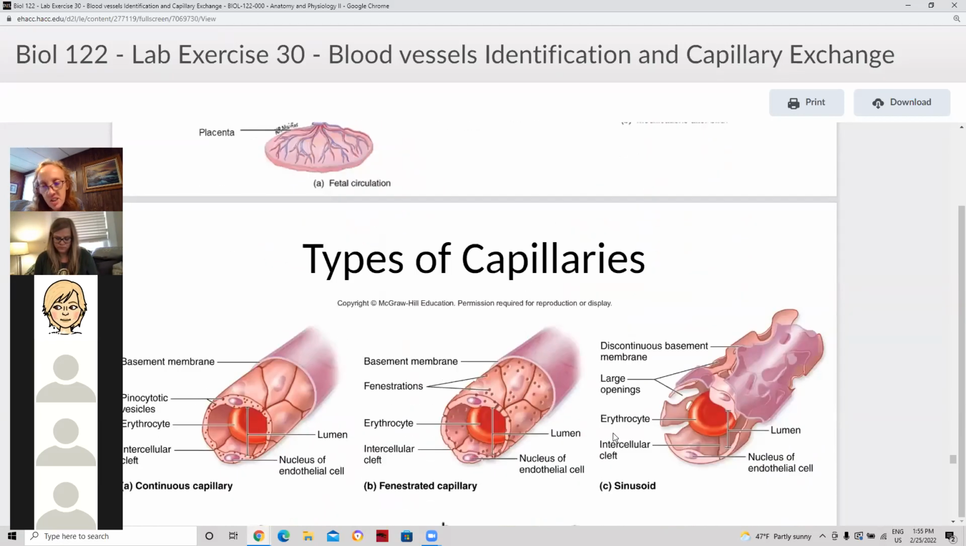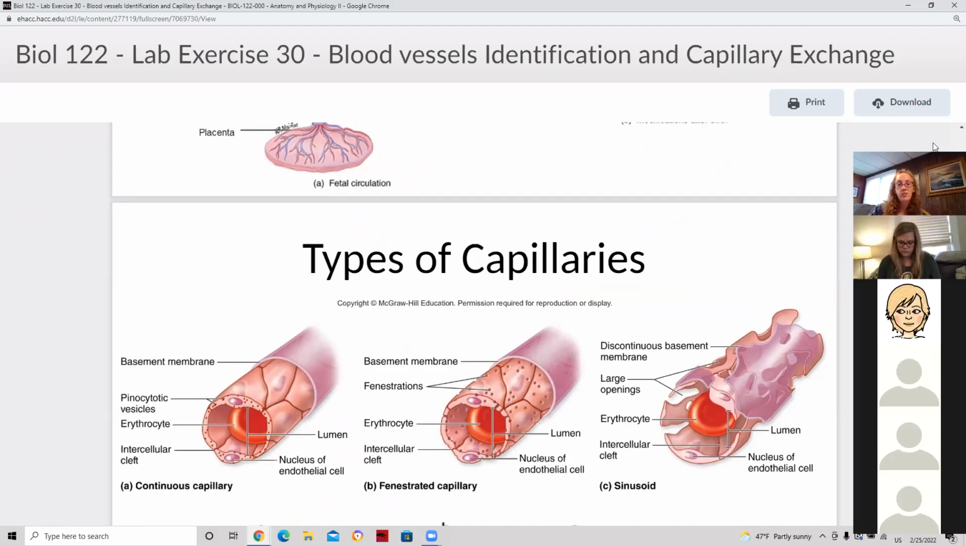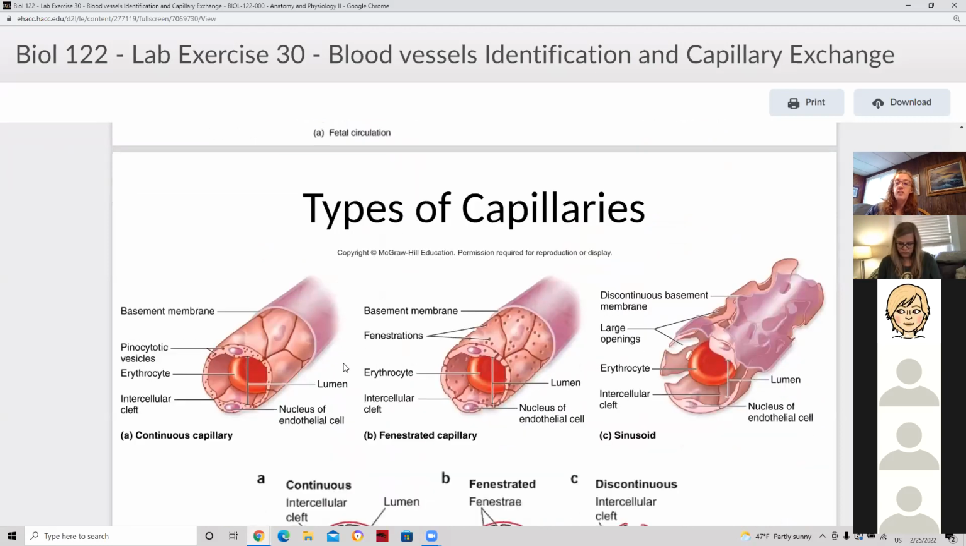This is a little bit of a review from last week, but I know that some of your questions in your lab exercises are going to address these again. So I thought we'll go over them again, because it'll make it even easier when we go over blood vessel structure in lecture. There are three basic types of capillaries: continuous capillaries, fenestrated capillaries, and sinusoid capillaries.